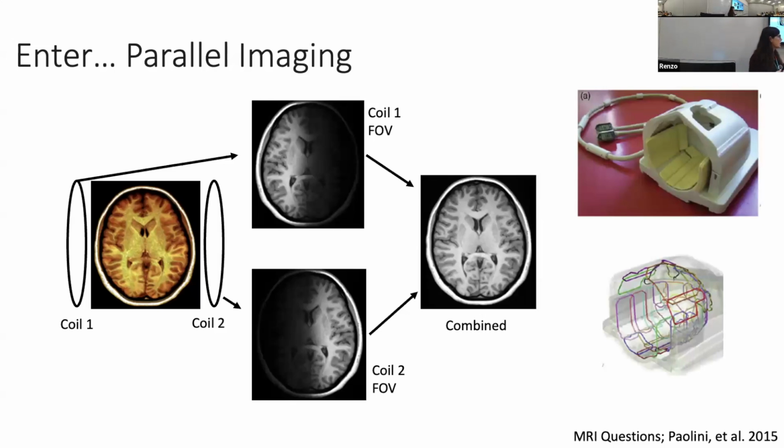There are a lot of different options downstairs in the NMR center, but here I'm showing an example of the 3D model of a 32 channel head coil. So you have very specific spots on the surface of the brain that you're sensitive to with each of those coils.